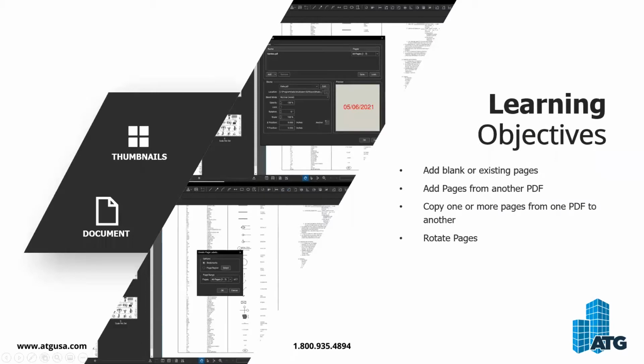Learning objectives today are to add blank or existing pages. You can add pages from another PDF, copy one over to the other. You can rotate pages. You can add stamps directly from the thumbnails panel. Primarily, we'll be using the thumbnails panel for our document management features. Again, feel free to shoot in the chat area or the Q&A area if you ever have any questions along the way. But first, let's talk about PDF manipulation.